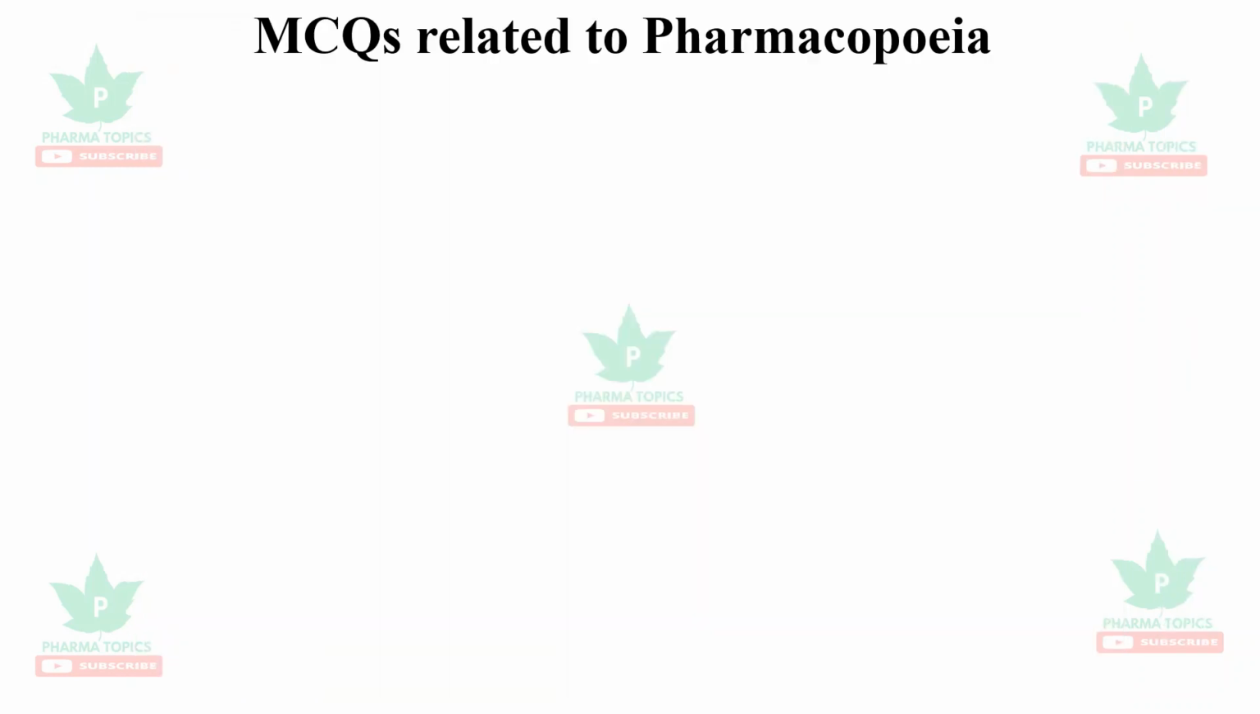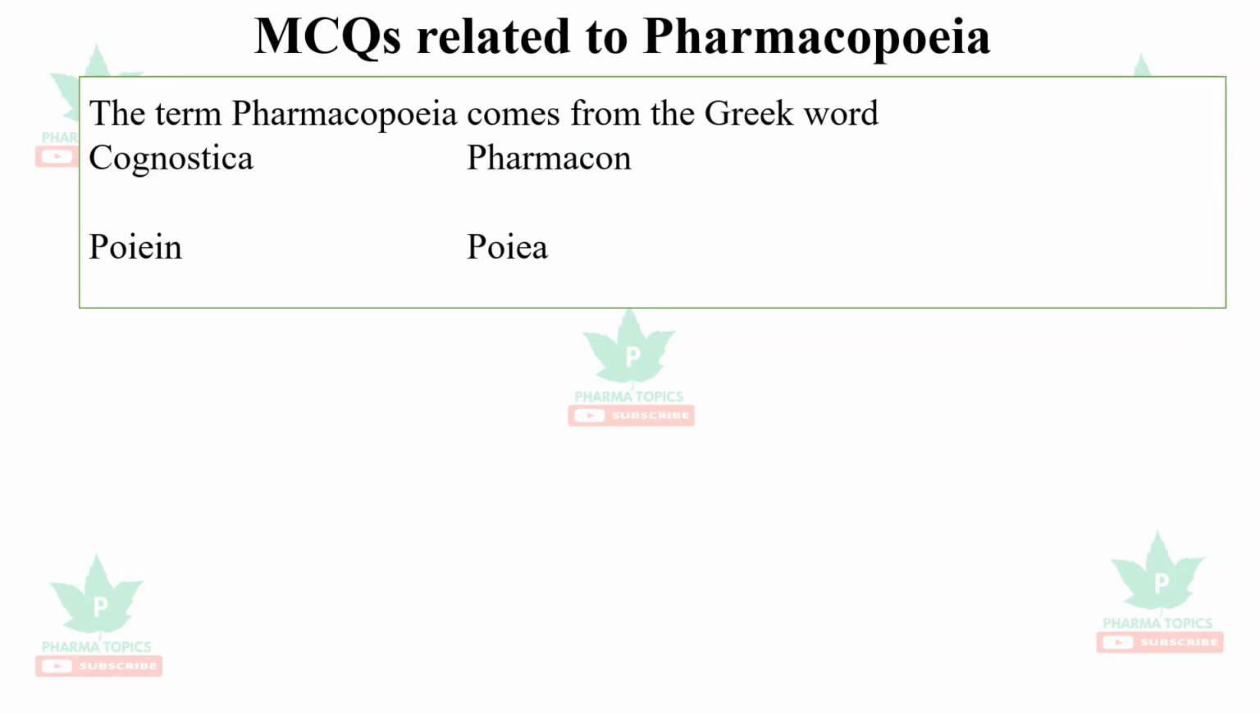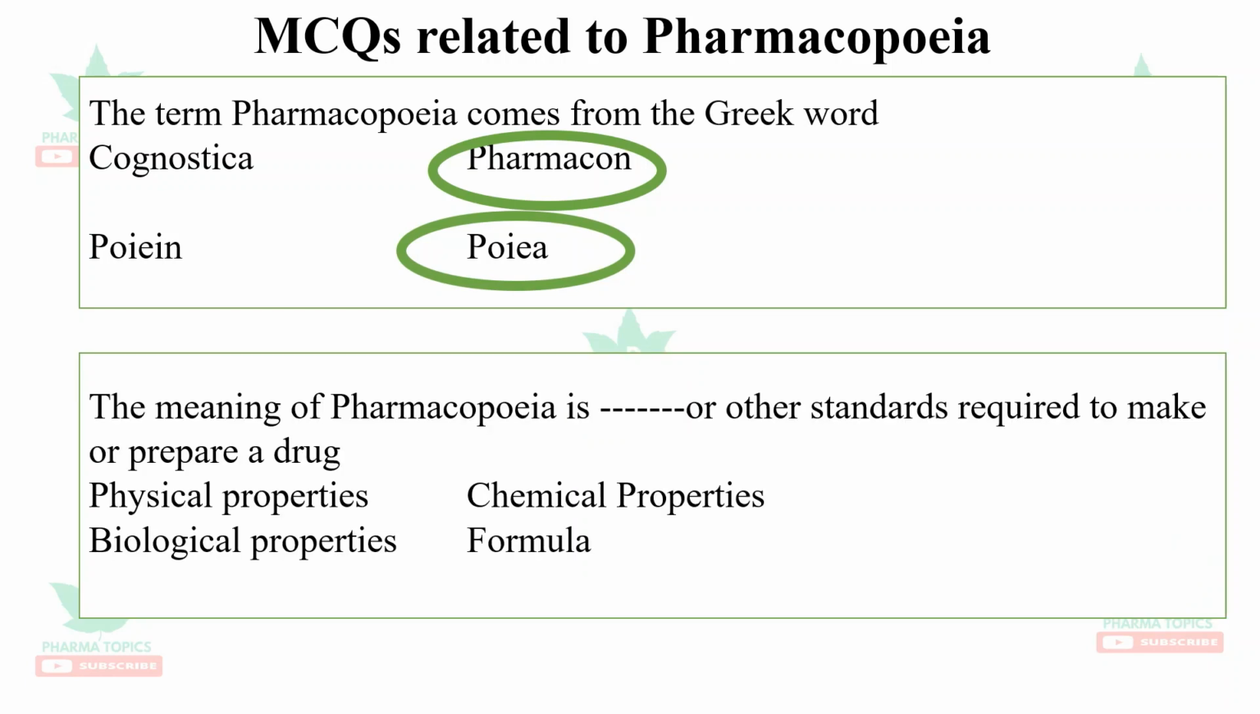Let us see the multiple choice questions related to pharmacopoeia. The term pharmacopoeia comes from the Greek word; you are given the options cognostica, pharmakon, poiein and poia. The answer is pharmakon and poia. The meaning of pharmacopoeia is dash or other standards required to make or prepare a drug. The options are physical properties, chemical properties, biological properties or formula. The meaning of pharmacopoeia is formula or other standards required to make or prepare a drug.